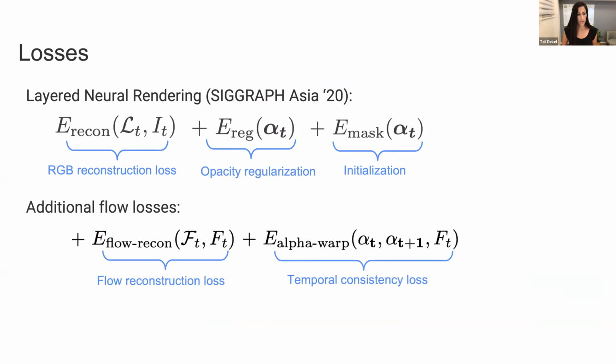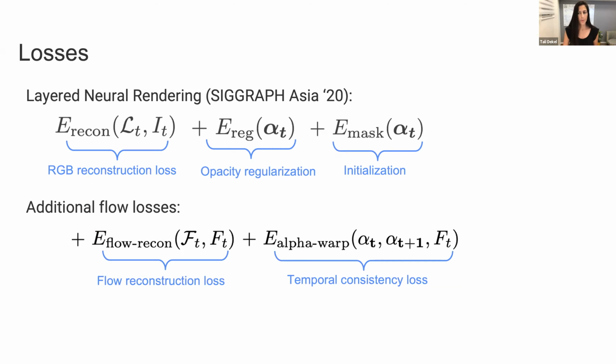And because we added flow, we also have two additional losses. One is a flow reconstruction loss, which is similar to the RGB reconstruction loss. So we want the predicted flow layers to match the pre-computed optical flow when we composite them together. And we also have an alpha consistency loss, which is based on warping, using the pre-computed optical flow.